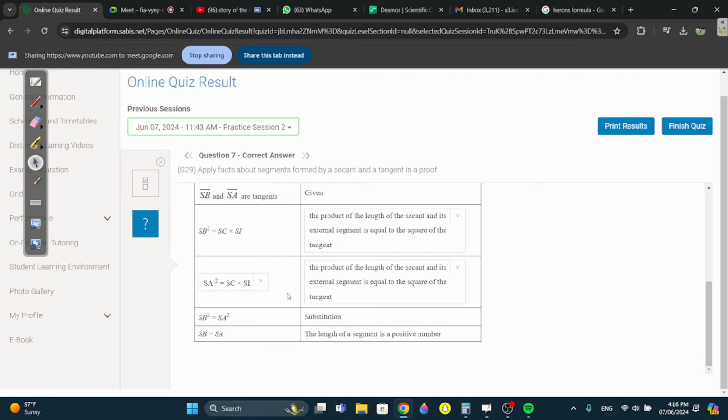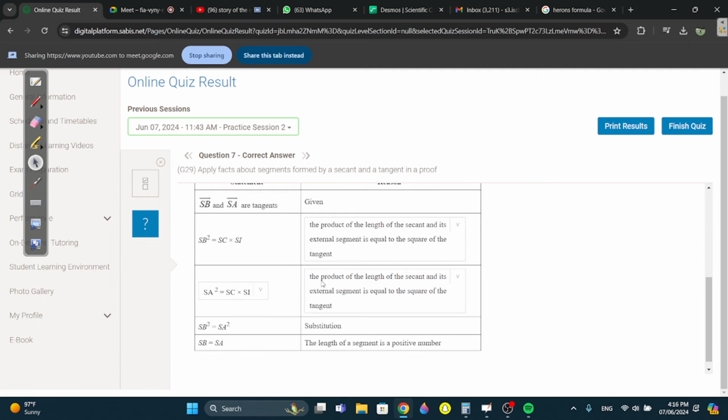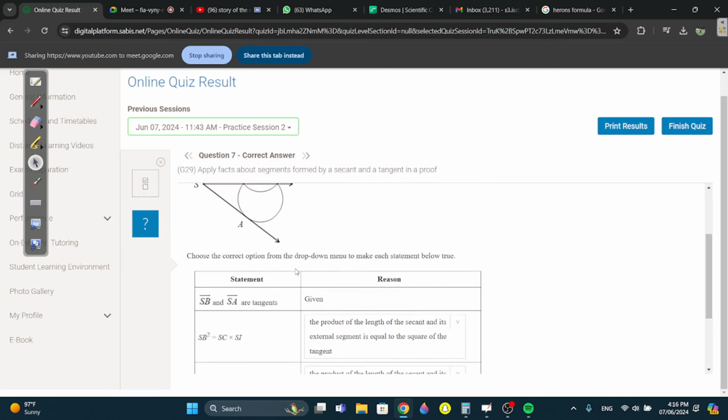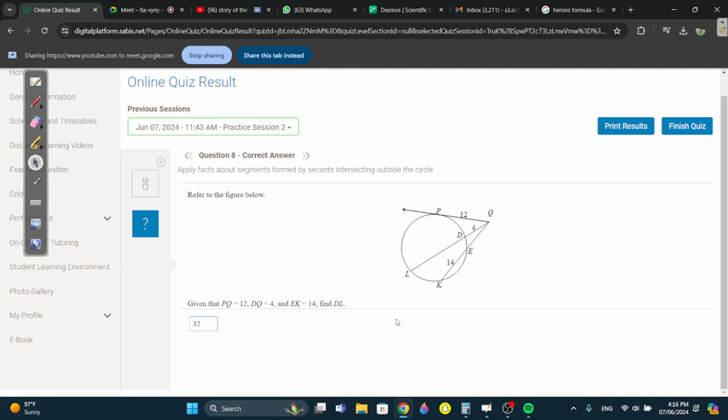We know this. Then they said we had to choose this. SA squared equals SC times SI. For the same reason, because the length of the secant and its external segment is equal to the square of the tangent. Just memorize these, I guess. And then substitution, and then they proved SB equals SA. I don't think they'll ask for statements and reasons, but memorize them just in case.